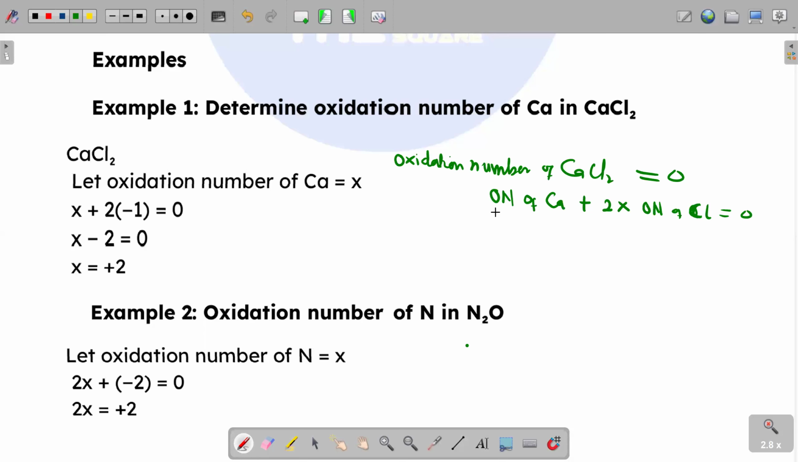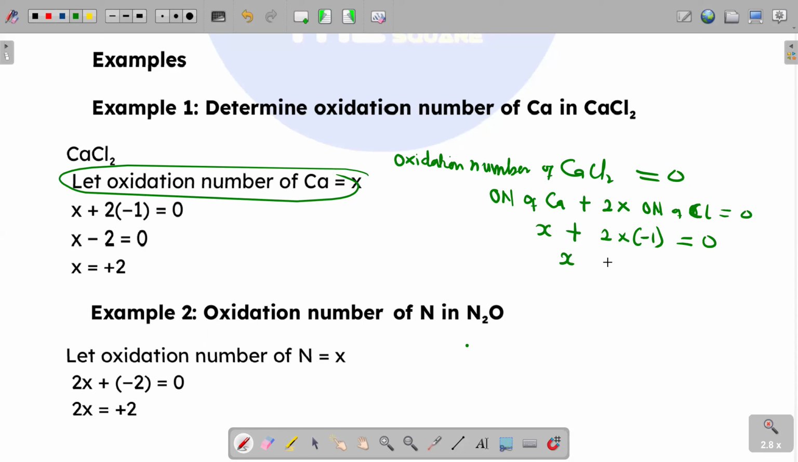So we can say, let the oxidation number of calcium be X. We only have one calcium here, so it will be X added to 2 multiplied by the oxidation number of chlorine, which is -1. So 2 multiplied by -1, equals 0. Then we simplify this: X minus 2 equals 0, and you will get X equals +2 as the oxidation number of your calcium.